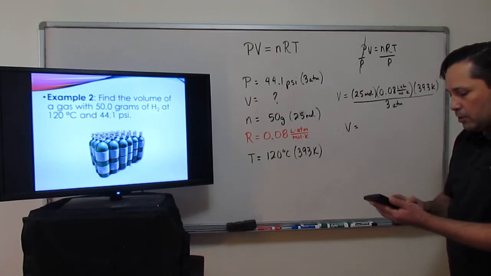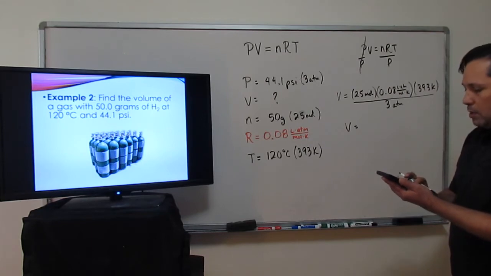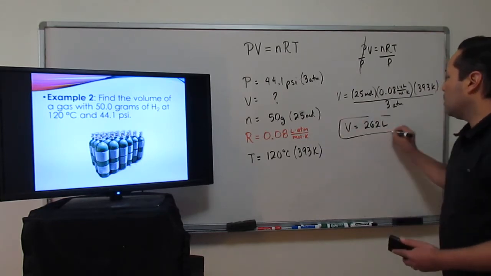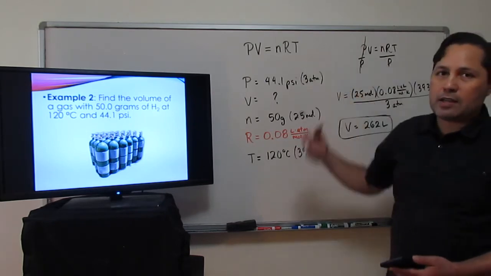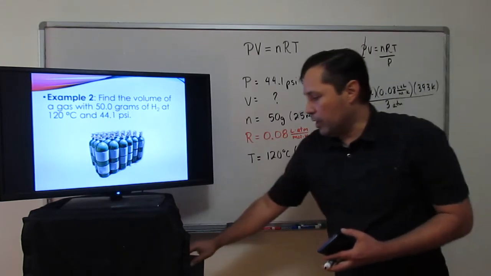Alright, so what is the volume? Let's plug it into a calculator. 25 times 0.08 times 393 divided by 3 gives us 262 liters. Alright, that is our answer for example 2 for our ideal gas formula. Let's go ahead and move along to problem number 3.